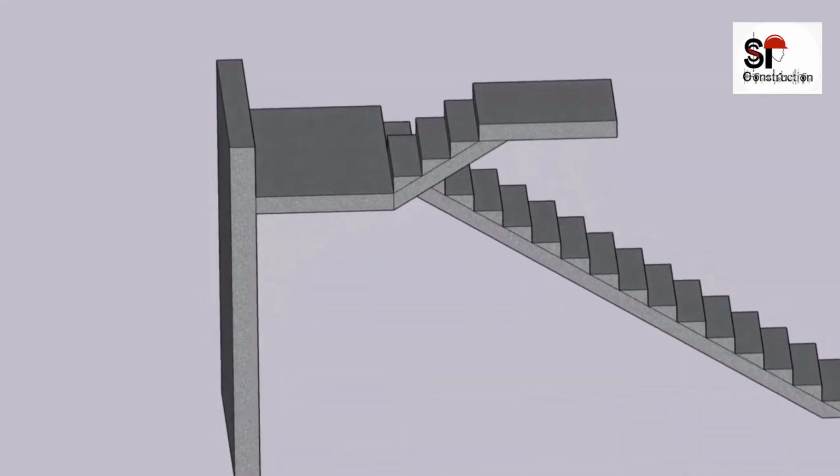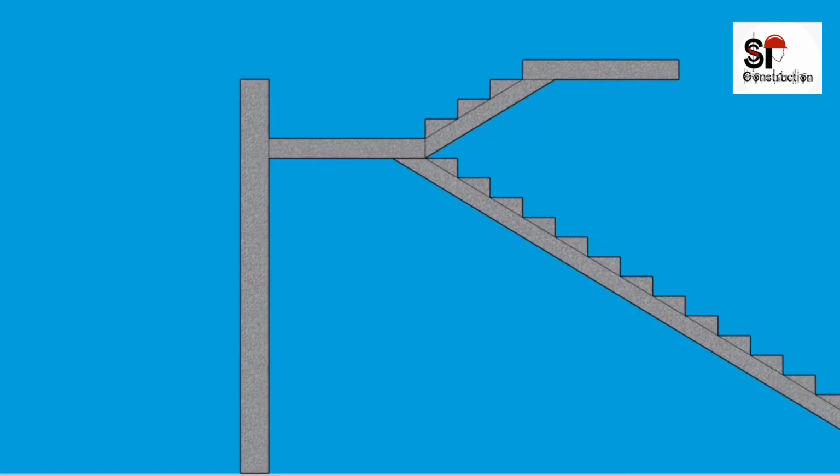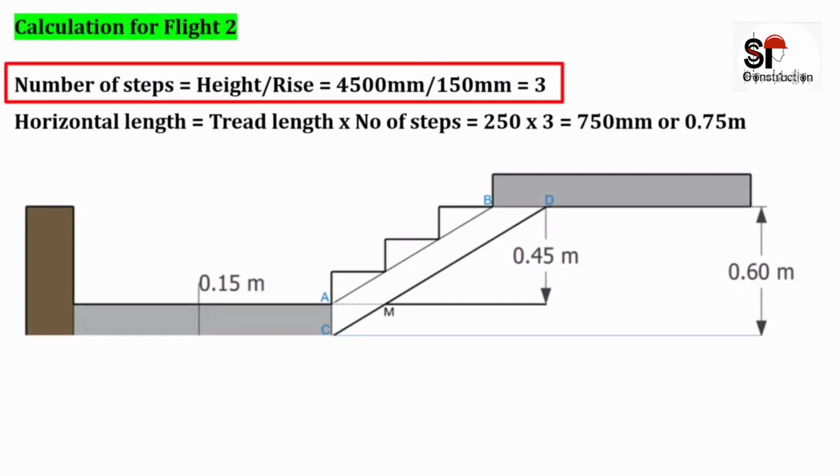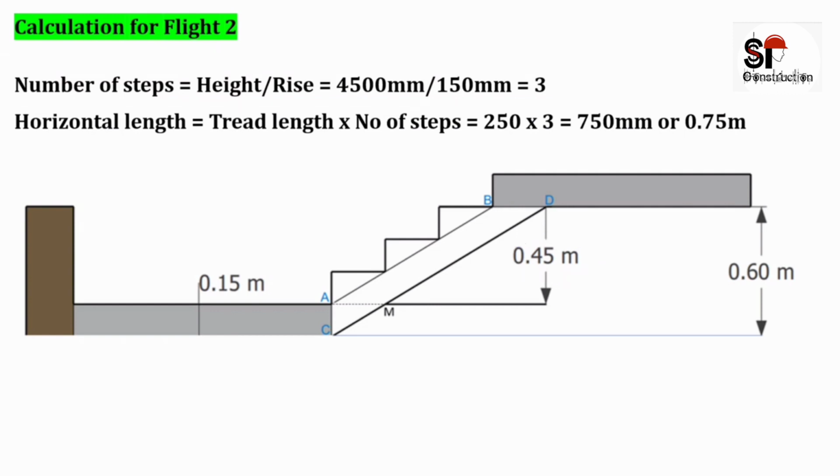Now we need to do the calculations for flight 2. The first step will be to calculate the number of steps, which will be equal to height of flight upon rise. Height of flight 2 is 4500 mm. Rise is equal to 150 mm. So on substituting these values, number of steps will be equal to 3.